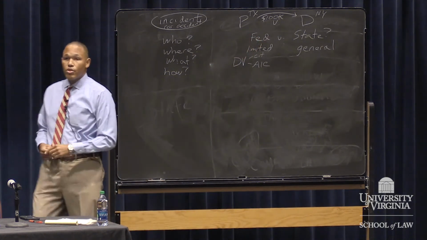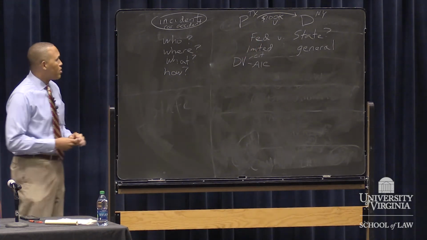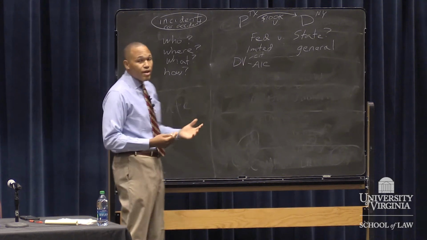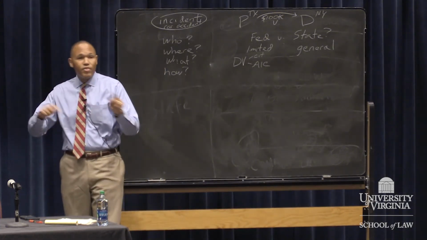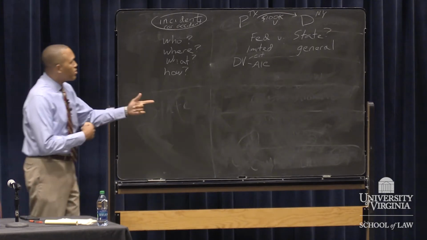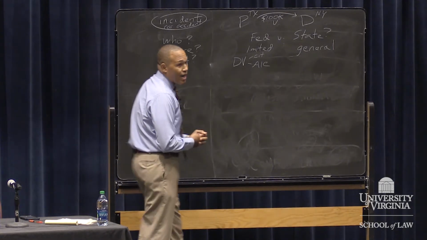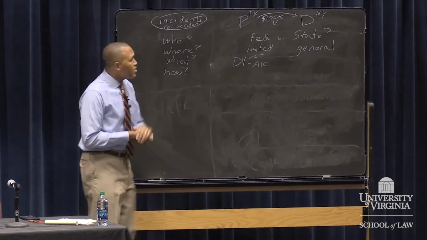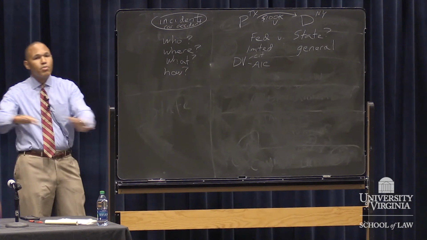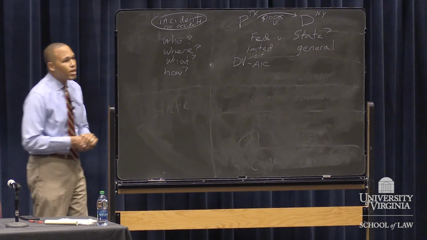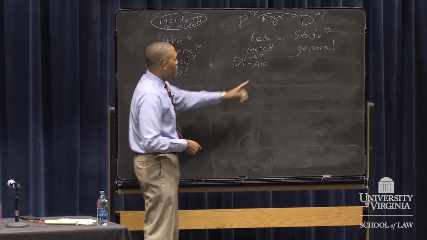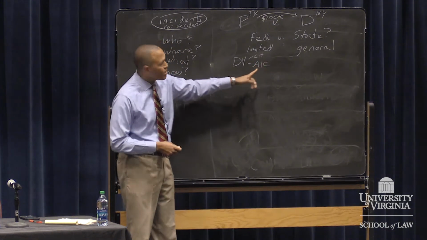What if these aren't people, but they're entities? They're corporations, or they're LLCs, they're unincorporated associations. There are different rules for how you figure out the citizenship of different kinds of entities. Corporations are citizens of where they're incorporated and where they have their headquarters. LLCs are citizens of where all their members are citizens. So it can get complicated, as you can see, very quickly. So determining citizenship is a complexity there.